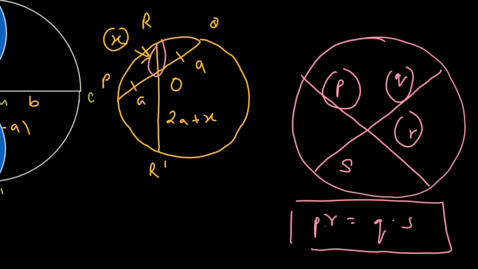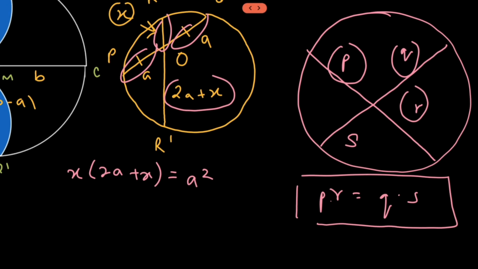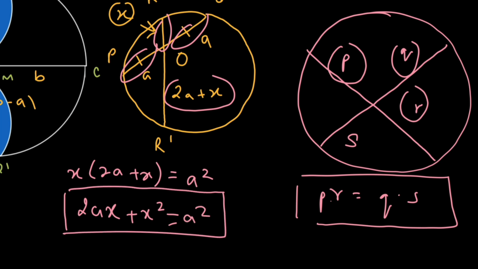So the product of x into 2 times a plus x would be equal to the product of a into a. So a into a is a square. Simplifying this, 2ax plus x square would be equal to a square. Okay, keep this as equation number 1.